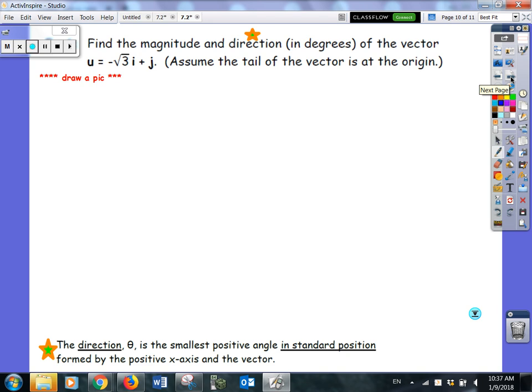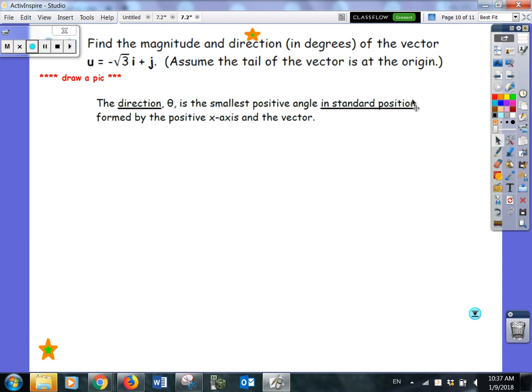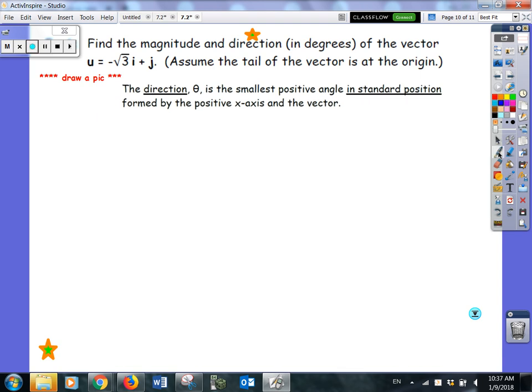All right, here, find the magnitude and direction. Again, it's important to remember what the direction is. This is our definition from earlier. The direction is the smallest positive angle, not necessarily acute. It's from standard position, which is the x-axis, all the way to the vector. So in quadrant 1, it's going to be between 0 and 90, in quadrant 2 between 90 and 180, and so forth. We're going to assume the tail of the vector is at the origin.